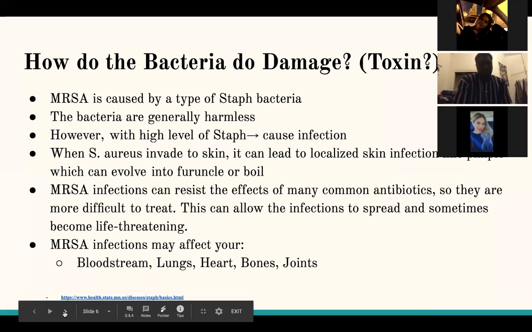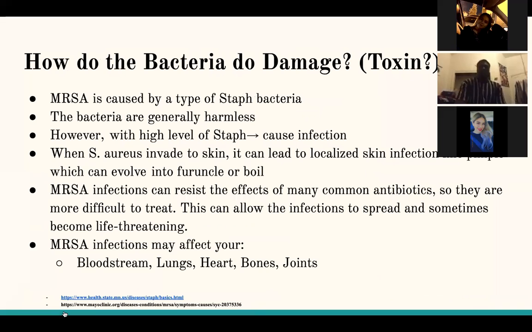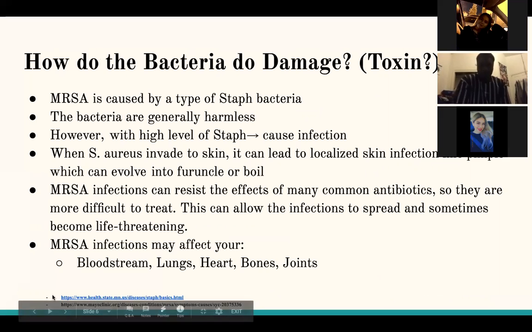So how do the bacteria do damage? MRSA is caused by a type of staph bacteria. The bacteria are generally harmless. However, with a high level of staph, it can cause infection. When it invades the skin, it can lead to a localized skin infection like a pimple, which can evolve into a furuncle or boil. MRSA infection can resist the effect of many common antibiotics, so they are more difficult to treat. This can allow the infection to spread and sometimes become life-threatening.